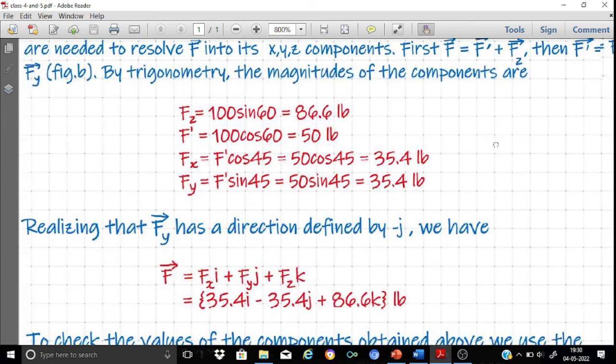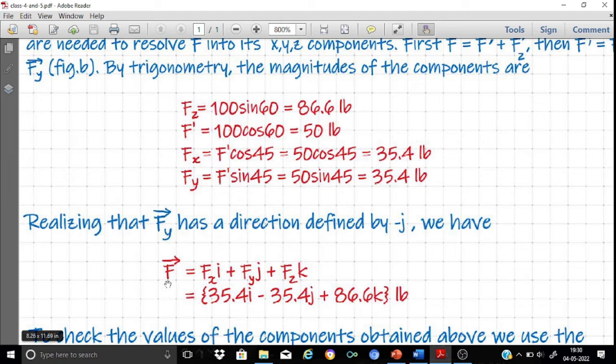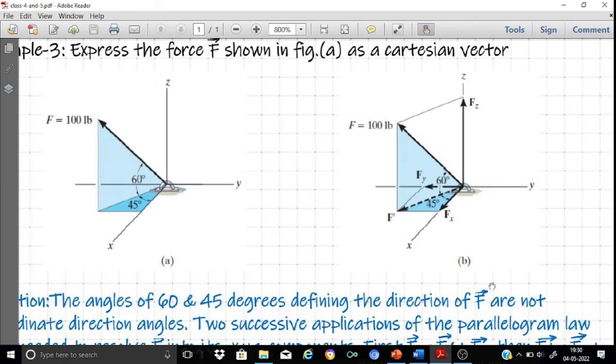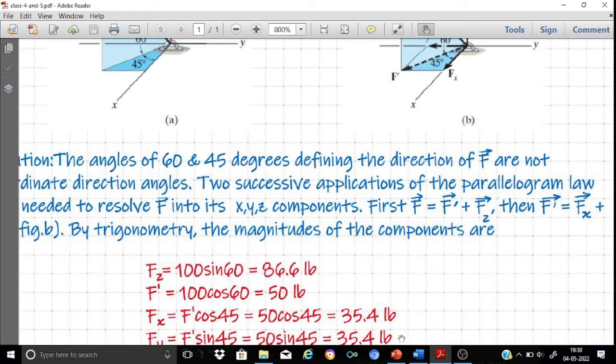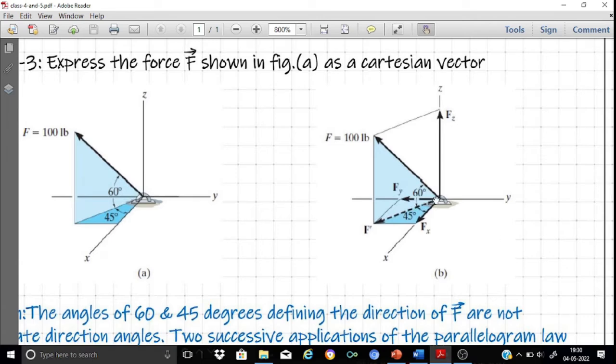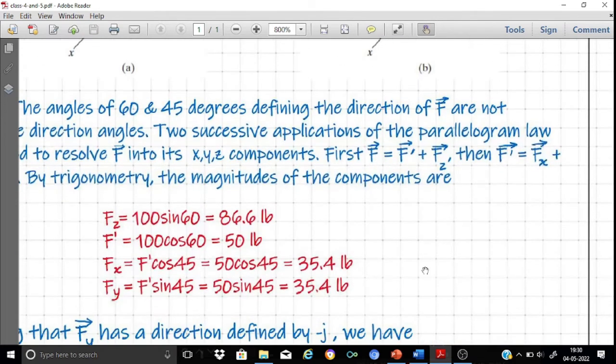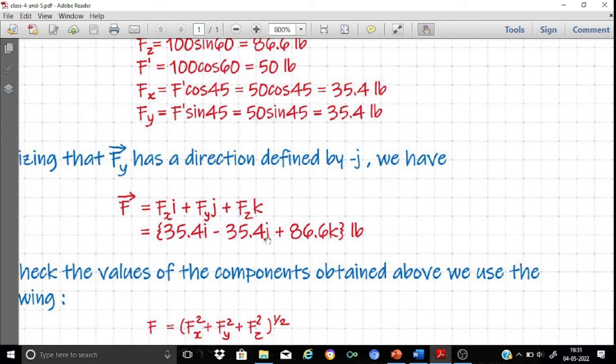Now it's a straightforward task. Vector F, that is Fx i plus Fy j plus Fz k, can be written as 35.4 i, that is my Fx. And what is Fy? Look here. One very important thing I want to tell you is that any vector is its magnitude multiplied by the unit vector along its direction. Looking at the component Fy, its magnitude is already obtained, 35.4 lb. And remember that the unit vector in the direction of Fy is directed along the negative y-axis. It does mean that the corresponding unit vector associated with Fy is minus j. That is why we have used here minus 35.4 j.